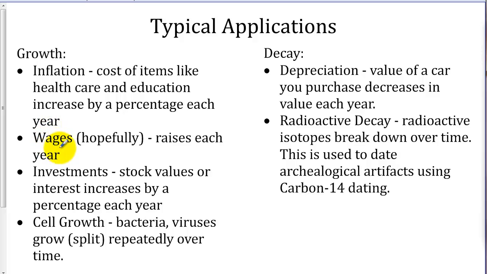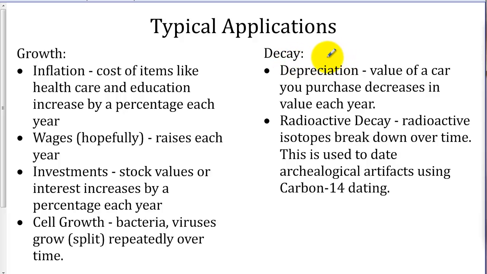As you get a job, hopefully your wages will increase. Hopefully you'll get some kind of raise each year. So if we want to predict what our income will be in, say, 10 or 20 years, we could use an exponential function. Investments, especially if you're planning for your retirement or saving for a house, grow every year, hopefully, on average by some percent. So that's also exponential growth. And in the sciences, things like bacteria and viruses, those cells split and the number of cells grows repeatedly over time. So we use exponential models for modeling population growth of various items.